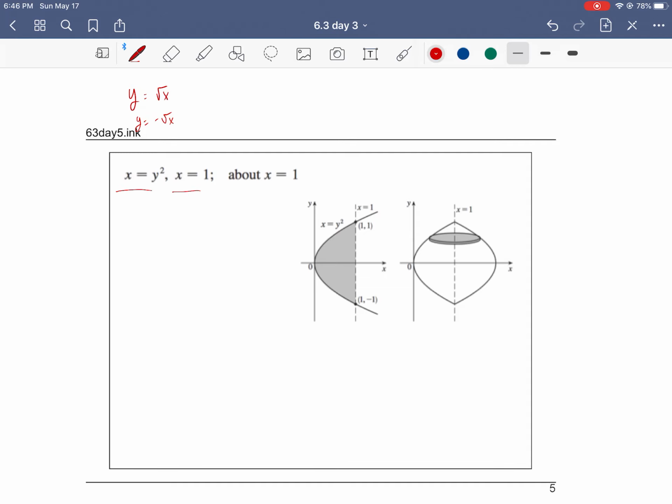Sure. Okay, so in this case, we have a solid, and if we're reflecting it about x equals 1, the parabola is just coming over here, getting the same exact shape, and it's spinning.